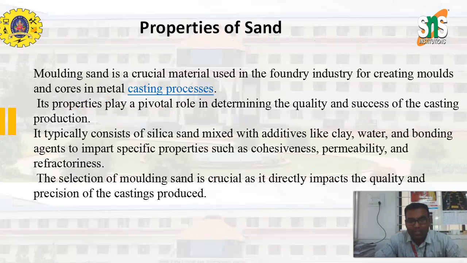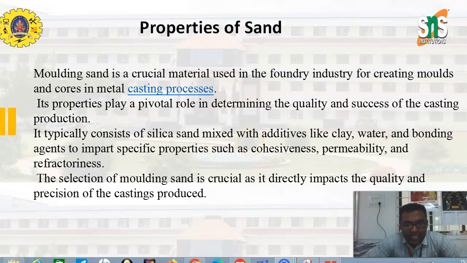Molding sand. Molding sand is a crucial material used in the foundry industry for creating molds and cores in the metal casting process. Its properties play a vital role in determining the quality and success of the casting production. During sand casting, we use sand for the preparation of the mold. It is the molding sand properties which improve the quality of the casting. If a sand of suitable property is chosen, then it greatly minimizes the casting defects that may be produced during the mold preparation and casting.